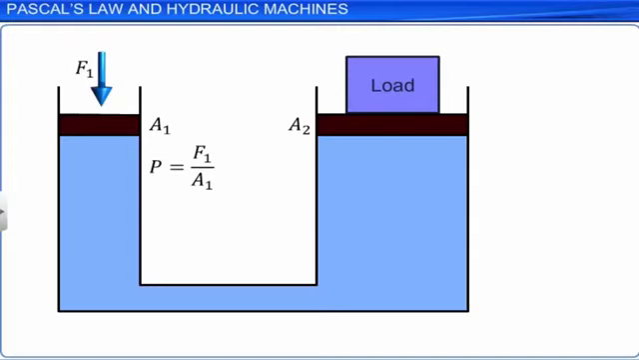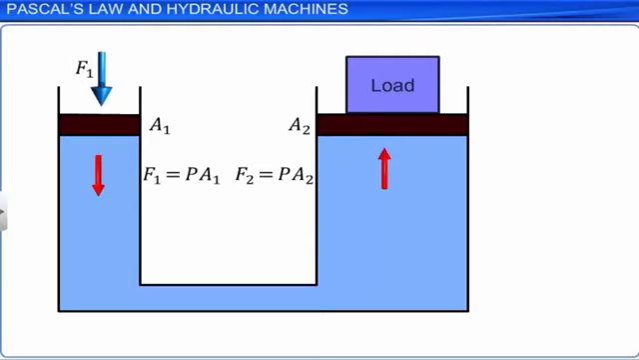As this pressure is transmitted equally to the large piston, the upward force F2 acting on the load is equal to the product of the pressure and area of cross-section of the larger piston A2. As A2 is greater than A1, we have F2 greater than F1. Thus, with a very small force, heavy objects can be lifted using a hydraulic lift.